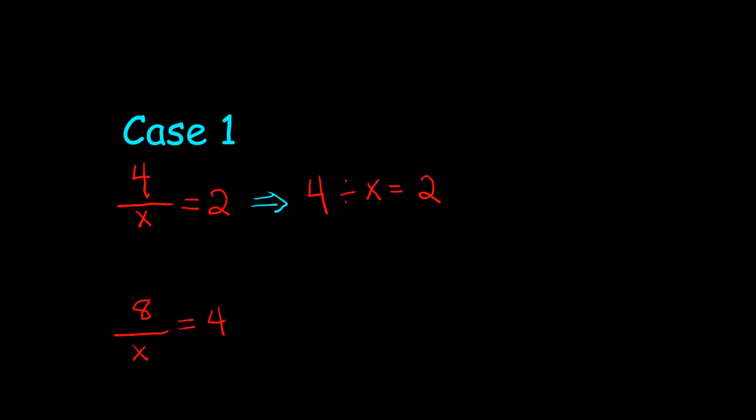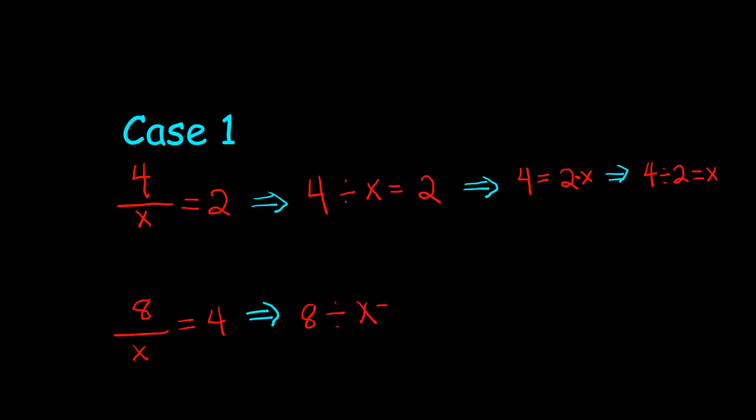If we use the same methodology from the last case, we want to move the x over to the other side by doing the opposite of division, which is multiplication. So 4 equals 2 times x, which therefore means 4 divided by 2 equals x, because things can jump over the equal sign as long as you're doing opposites.